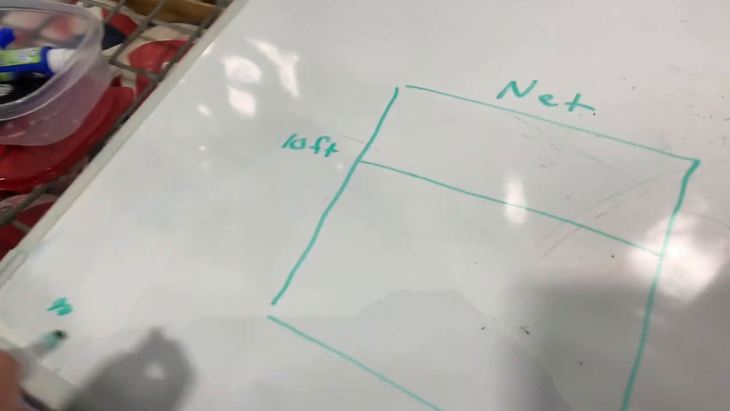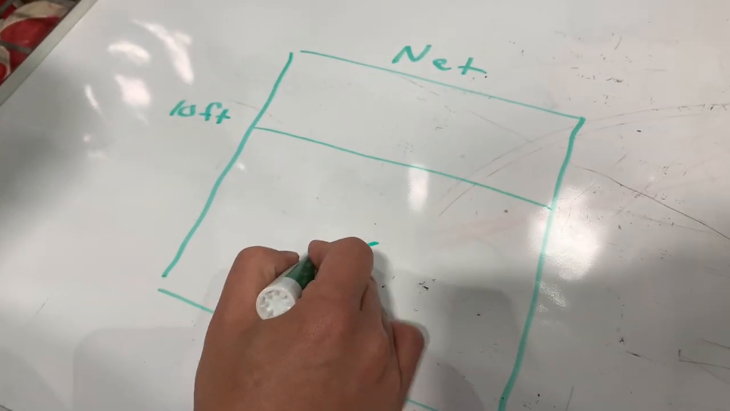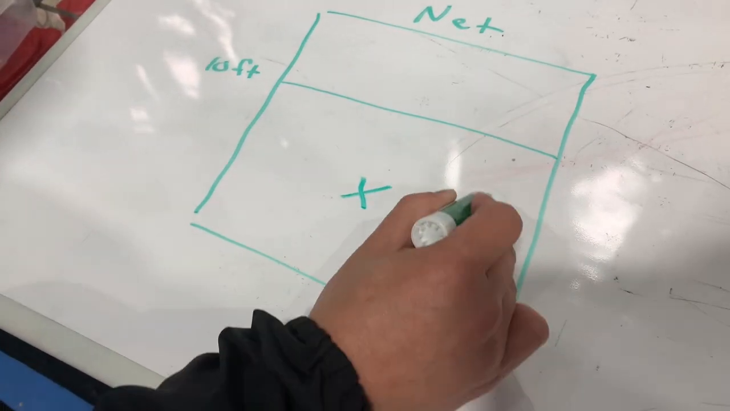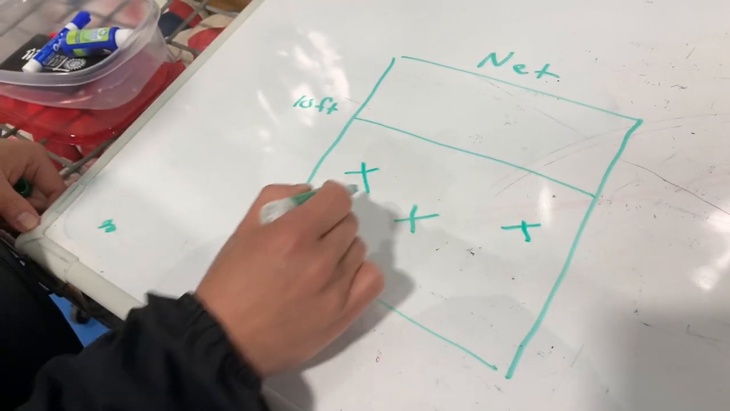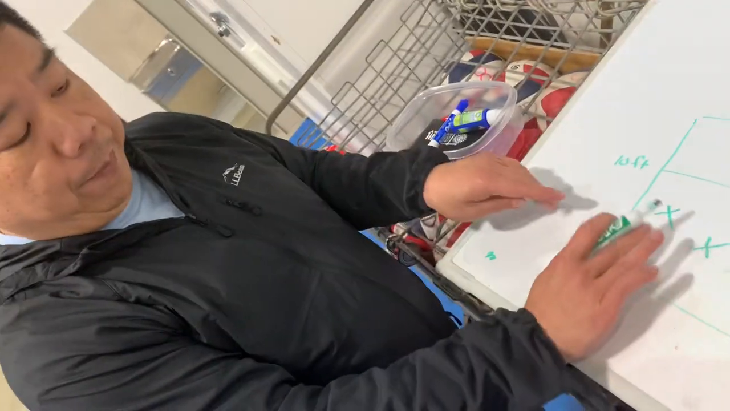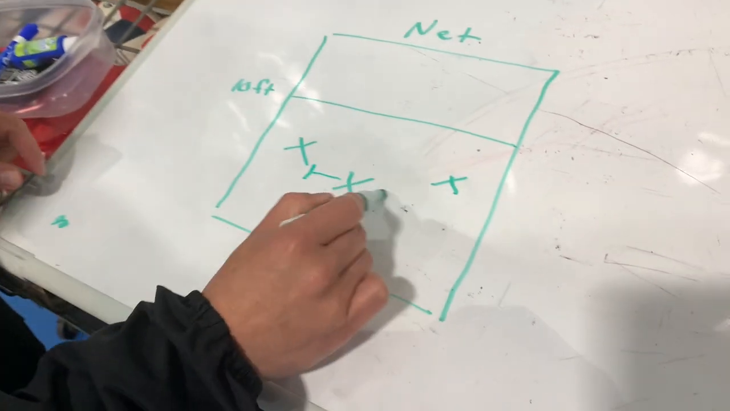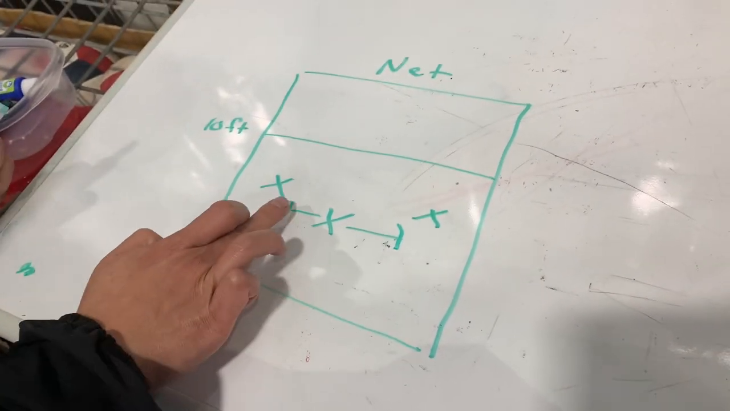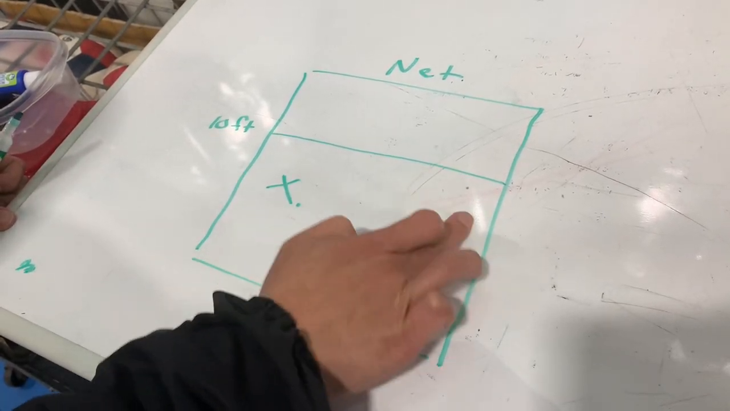Okay. So if you are a player here, you must not be closer to the line than the player that's on this side or on this side of you. So you must be in this position. You have a boundary from here to here. But that doesn't mean that all three players, so let me do it this way.